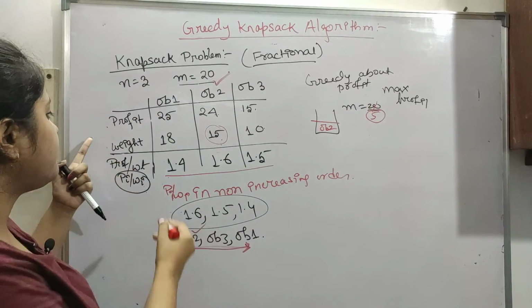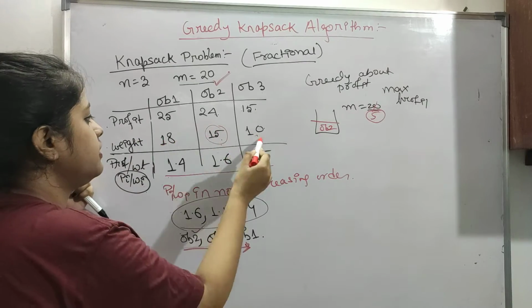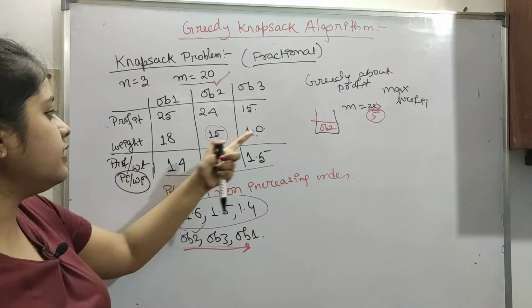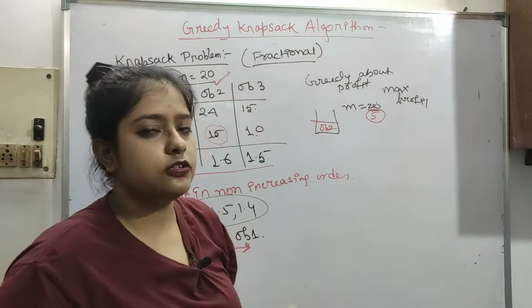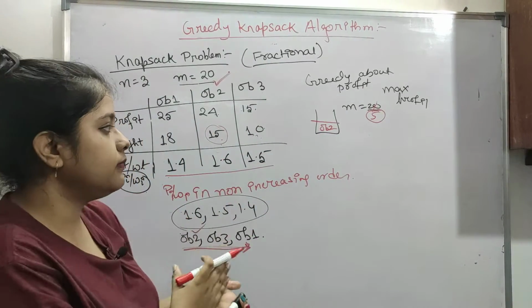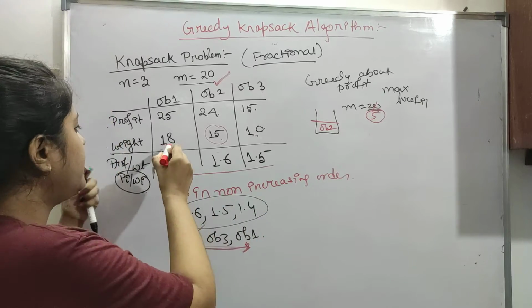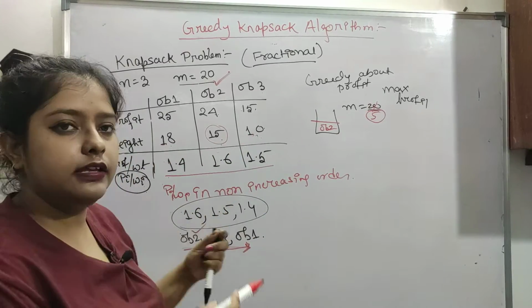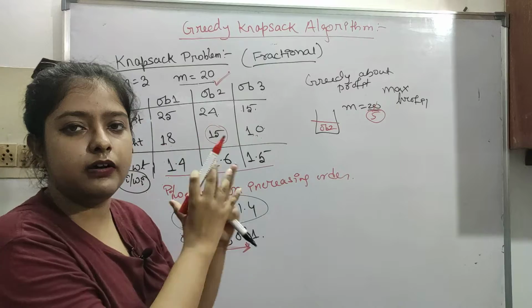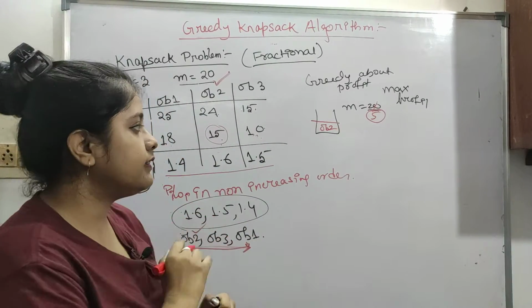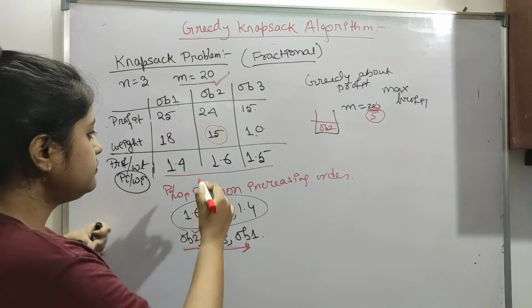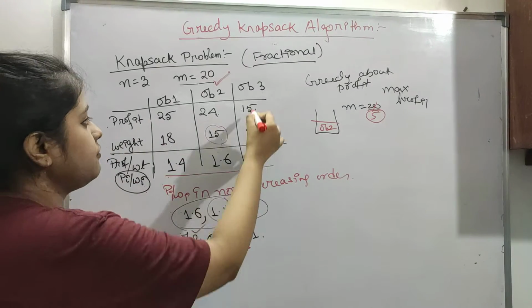Now, none of the weights of object 1 and object 3 fit within the remaining capacity of 5, so he can break the item. Let's say the weights are 18 and 10. He can take 5 of the 18th part or 5 of the 10th part. Like this you can say. So our next is 1.5.